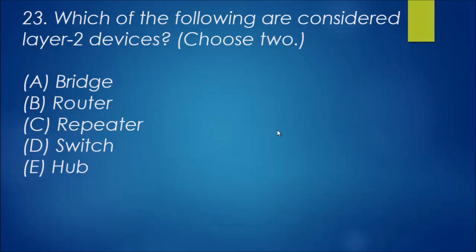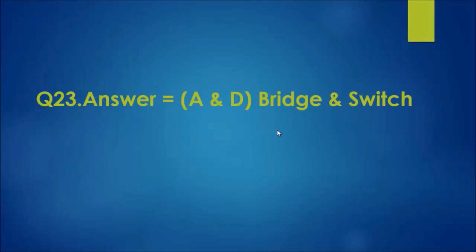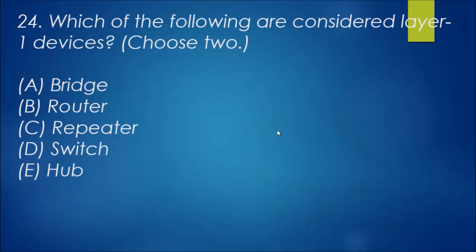Next one we have, which of the following are considered layer 2 devices? Choose 2. So there's a couple here putting their hand up to be layer 2 devices. From the last few classes we would know that a switch is a layer 2 device. We know a router is a layer 3 device. We know repeaters and hubs are not, and so that leaves us with bridge. So bridge and a switch are the layer 2 devices right there. They both run at a layer 2 level.